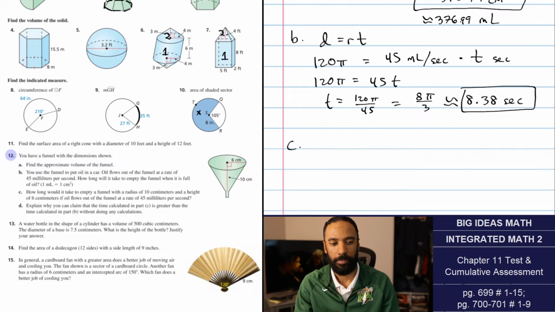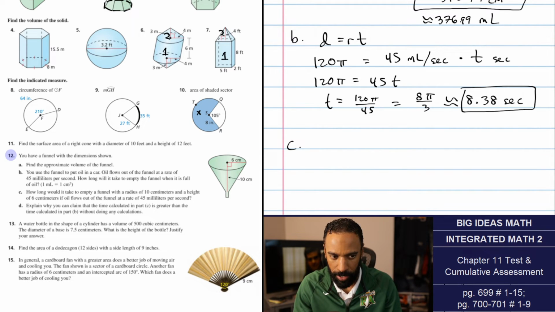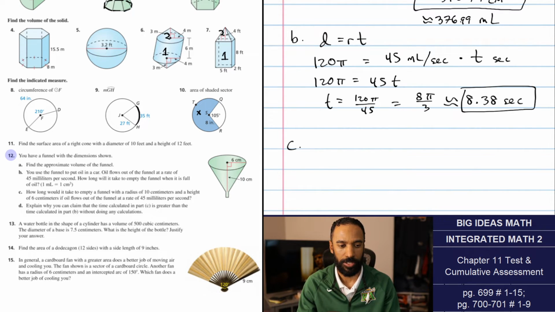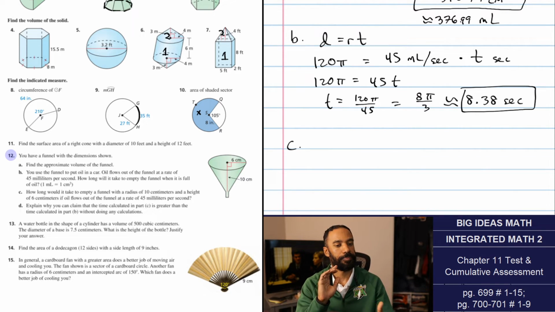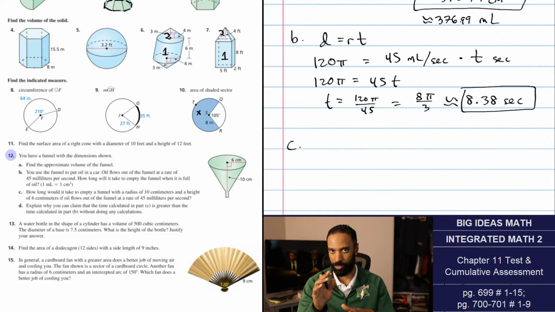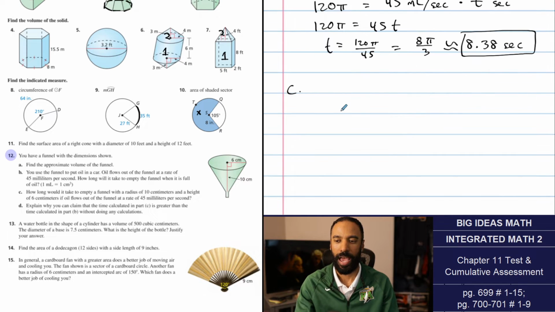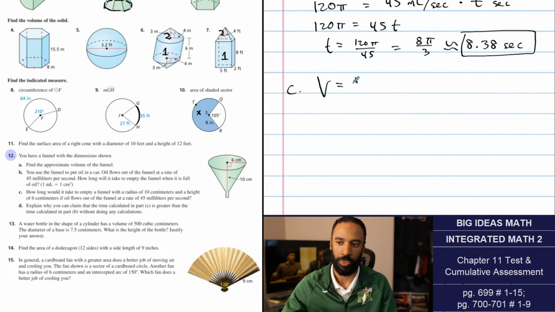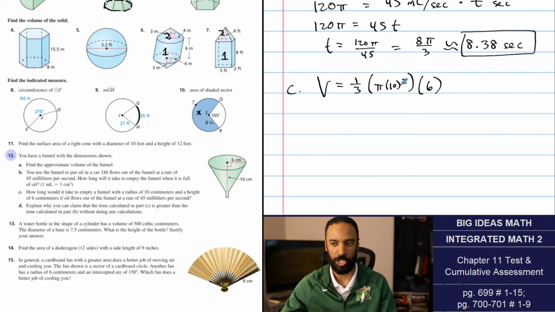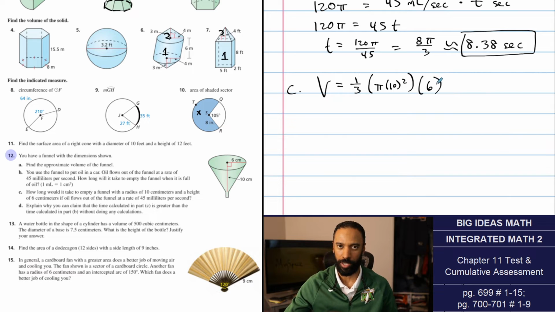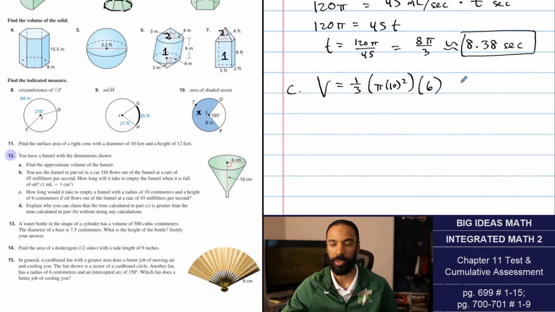Part C. How long would it take to empty a funnel with a radius of 10 centimeters and a height of 6 centimeters if oil flows out of the funnel at a rate of 45 milliliters per second? So they're flip-flopping the radius and the height of this thing. Instead of having what you had before, let's compare volumes. This time, volume is going to be 1/3 pi r squared times height. Notice the change. We're squaring 10 instead of squaring 6. It will make a change. It's not going to be the same answer.